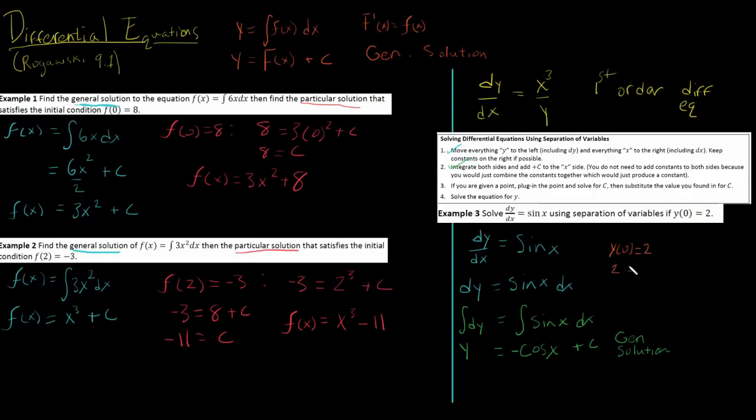So we say 2 is equal to negative cosine of 0 plus c. We've practiced our sines and cosines enough, right? So cosine of 0, we know that's 1, so negative cosine of 0 will be negative 1 plus c. To get the c by itself, we'll add 1 to both sides. We have 3 is equal to c. Awesome. And we'll substitute that back in. So we have y is equal to negative cosine of x plus 3, and that's our particular solution.